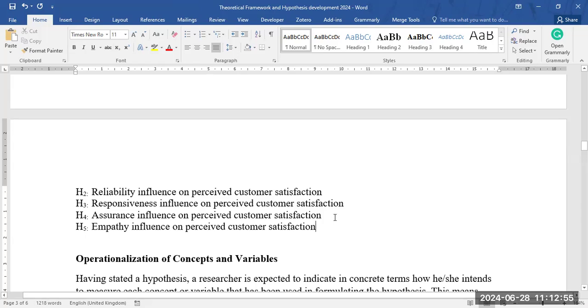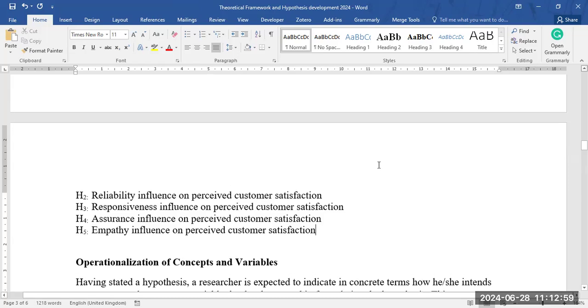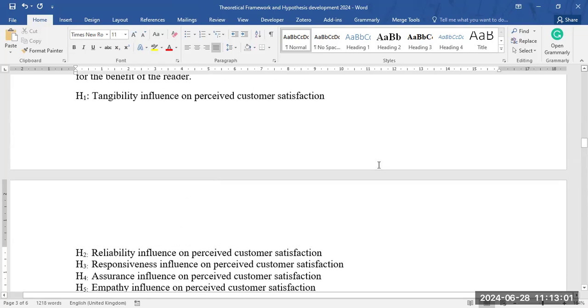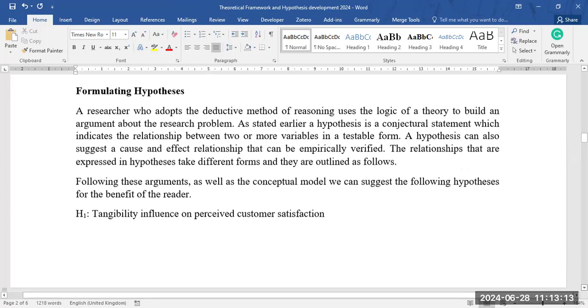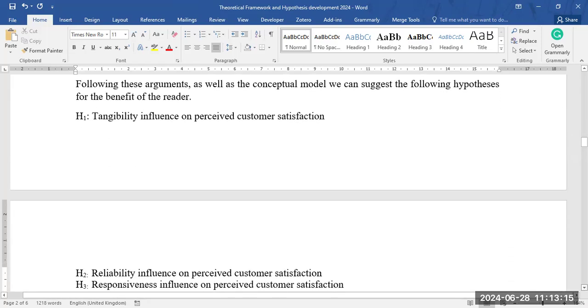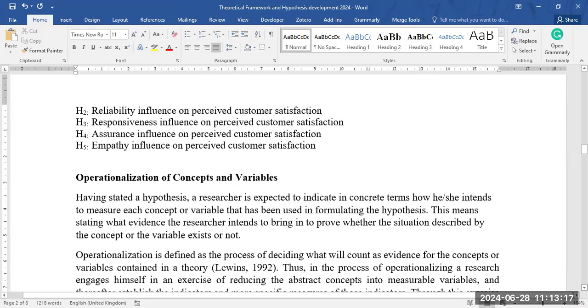We don't want to discuss the hypothesis much. What you can understand is that it is a statement, an argument based on the problem. Based on the theory, they can write the hypothesis to empirically test that relationship. Now we can move towards operationalization of concepts and variables.